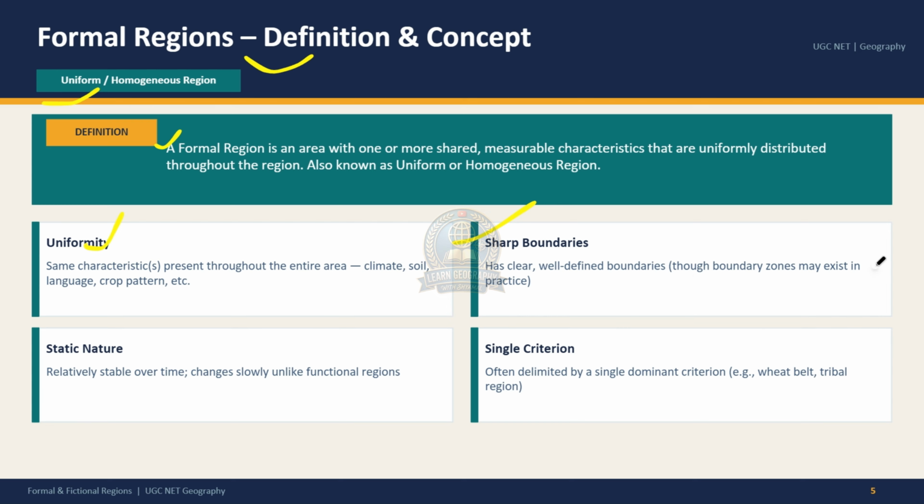Sharp boundaries: there are definite, well-defined boundaries, though boundary zones may exist in practice. Static nature: relatively stable over time, changes slowly unlike functional regions. Single criterion: often delimited by a single dominant criterion, for example wheat belt, tribal region. These are some characteristics of formal regions.